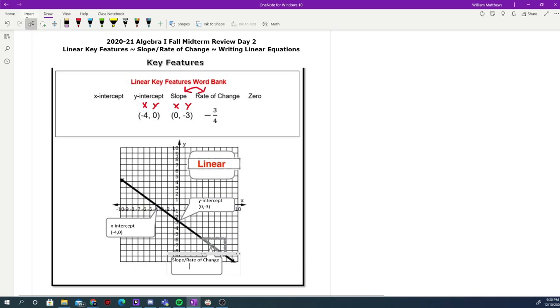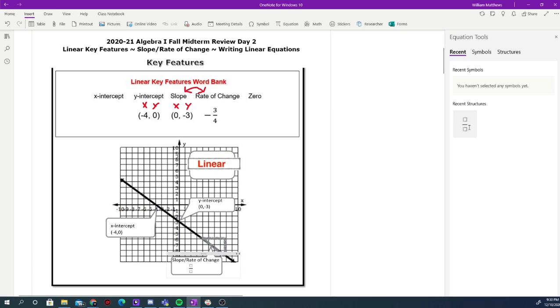Can you go the other way? Yes, but you have to be careful. You lose that consistency. Our rate of change is -3 over 4.